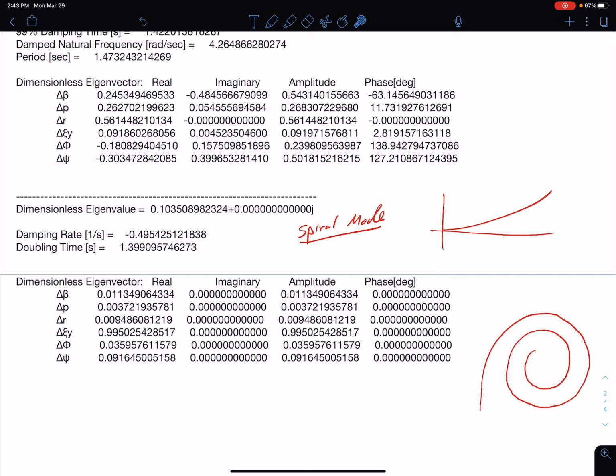Okay, so for our example here, our doubling time is 1.4 seconds. That's not very long. So our drift here is going to double basically from our original steady level flight, or our equilibrium flight condition here. We're going to drift and double the amplitude of our deviation every 1.4 seconds. So that's rather quick.